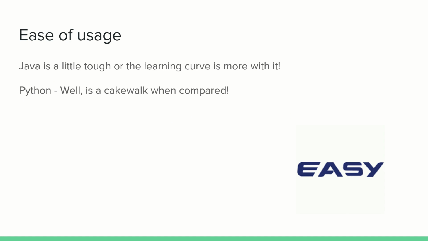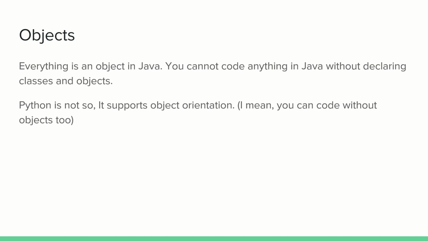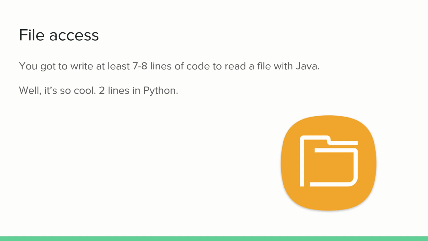And ease of usage, which is easy to use? By now you could have got the answer. Python is very easy. Python is a cakewalk when you compare it with Java, because Java has got syntaxes and you need to follow the things properly, otherwise it could lead to errors. So in my opinion, and in everyone's opinion, Python is easier. Objects. Everything is an object in Java. You cannot code anything in Java without declaring classes and objects, but Python is not so, where it has support for object orientation, but it's not mandatory to go with objects everywhere.